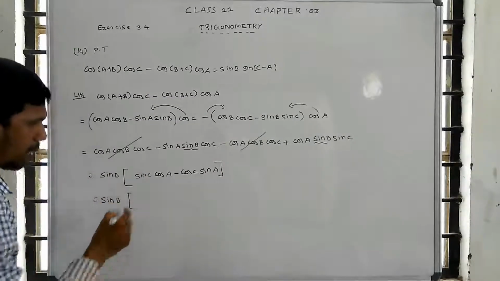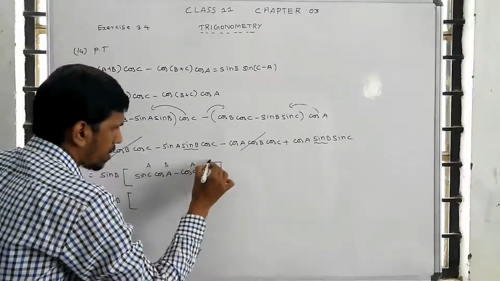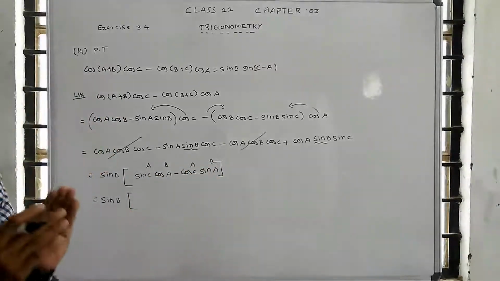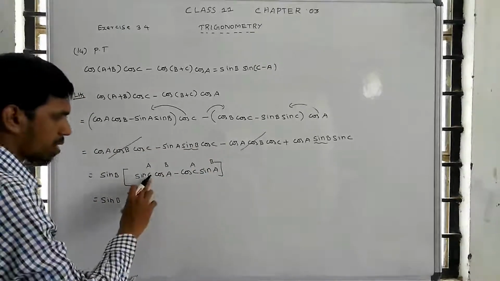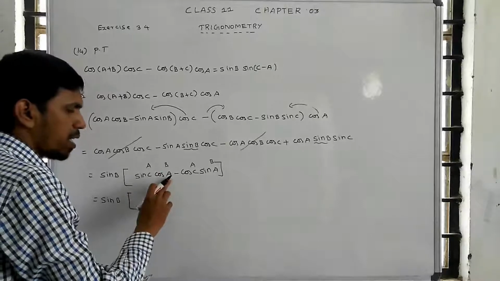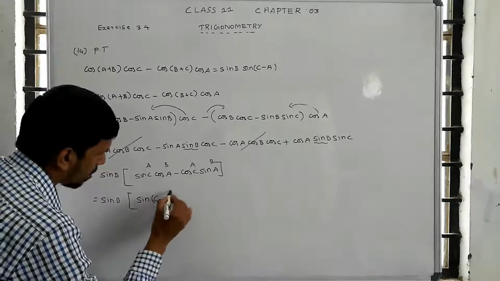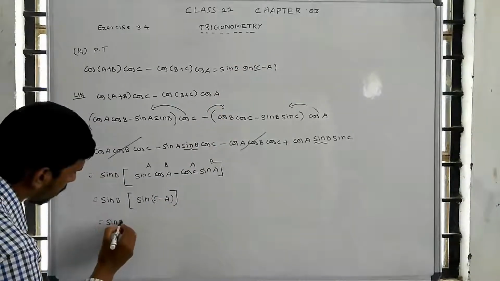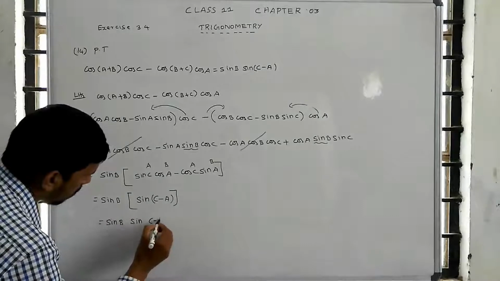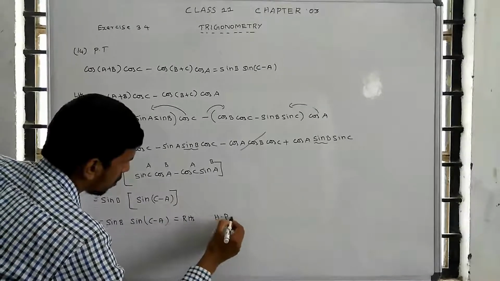So, the formula is sin A cos B minus cos A sin B, which is the simplification formula for sin(A minus B). Here with C and A, we have sin(C minus A). So the answer is sin B into sin(C minus A), which is the RHS. Hence proved.